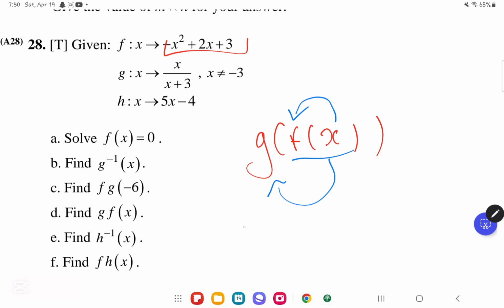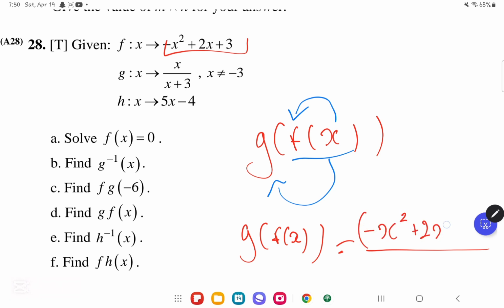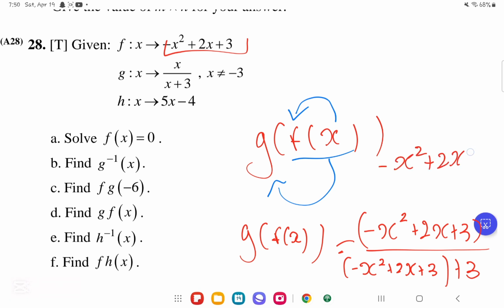So every single x we have in g of f of x, you're going to put a bracket, and inside the bracket you will put the value of f of x, which is minus x squared plus 2x plus 3, over minus x squared plus 2x plus 3, plus 3. If you solve it, it is then going to become minus x squared plus 2x plus 3, over minus x squared plus 2x plus 6.